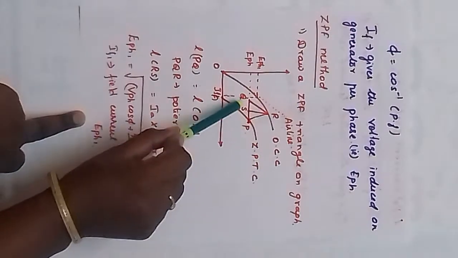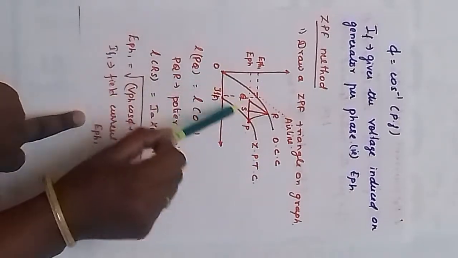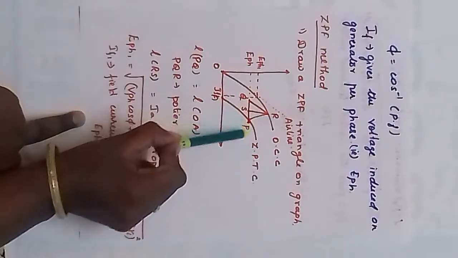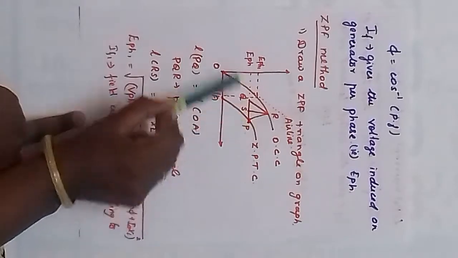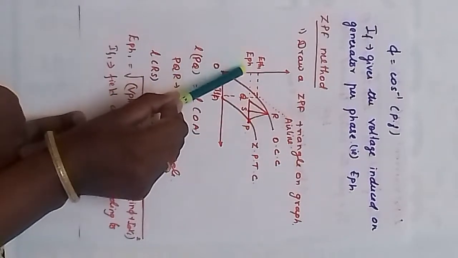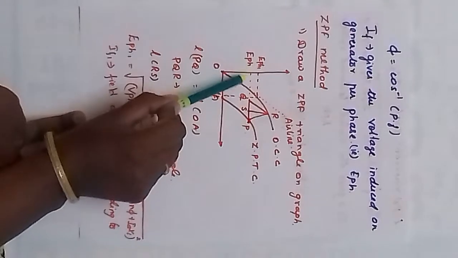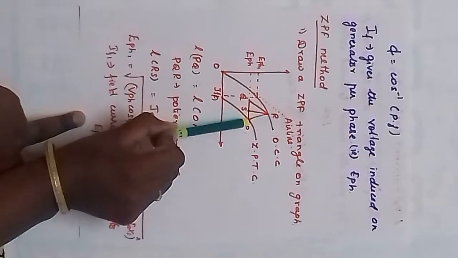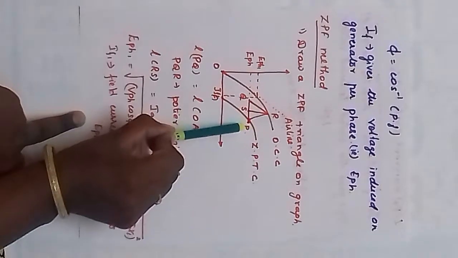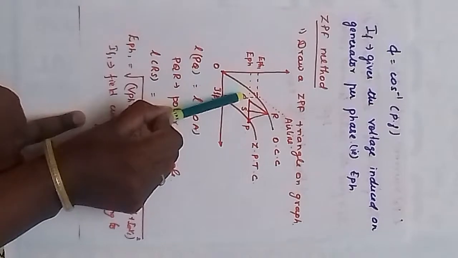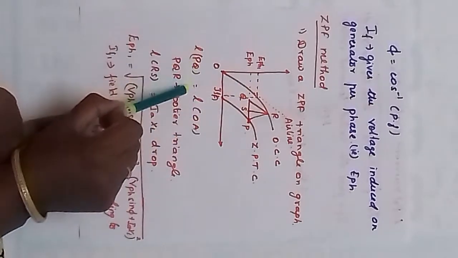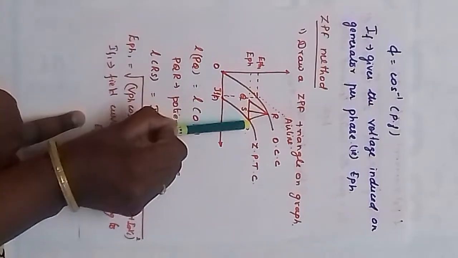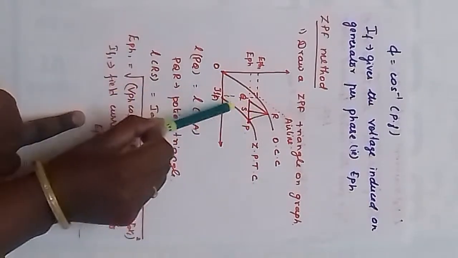And after this, we have to draw the ZPF triangle. So how can we draw this triangle? First of all, we mark the point P. This P indicates the rated voltage of the machine. The corresponding point on the ZPF characteristics is the point P. From point P we have to draw the line PQ. The length of PQ is equal to the length of OA. So we have to draw this.